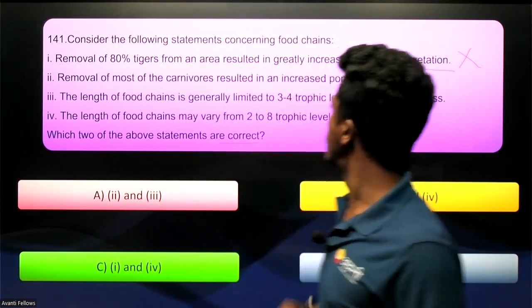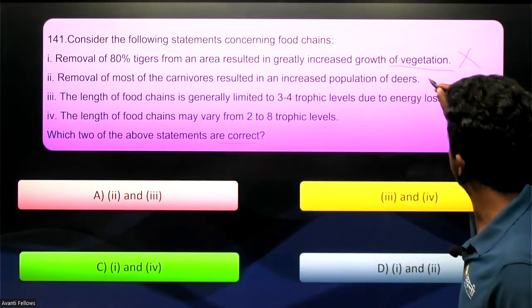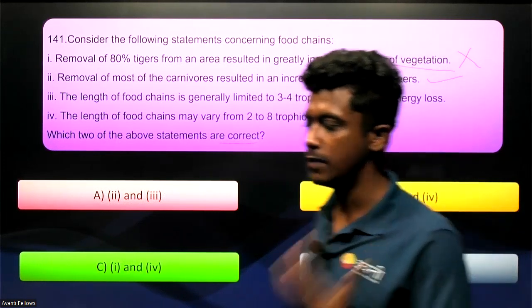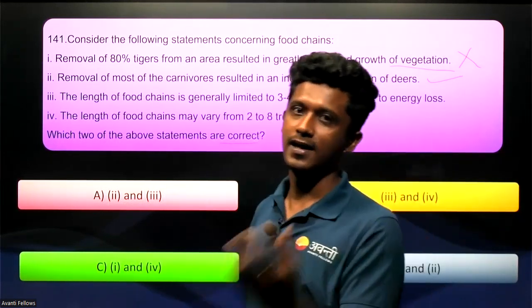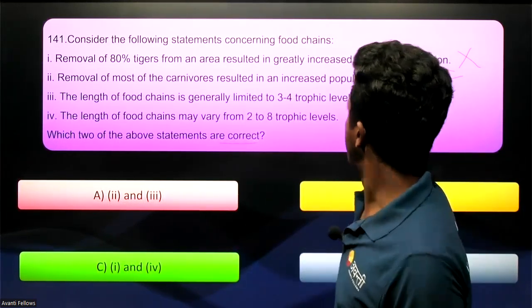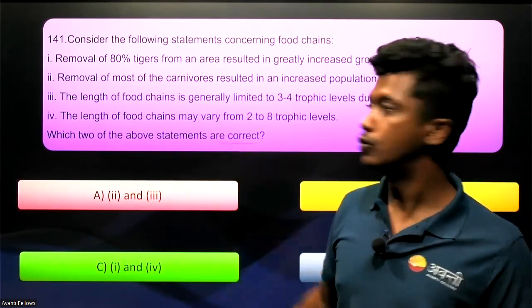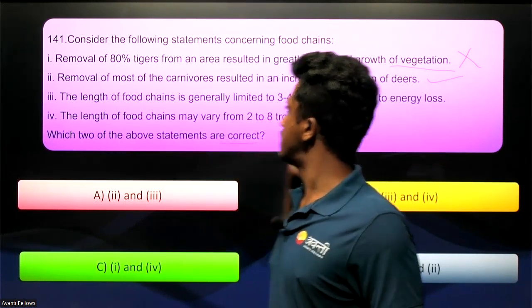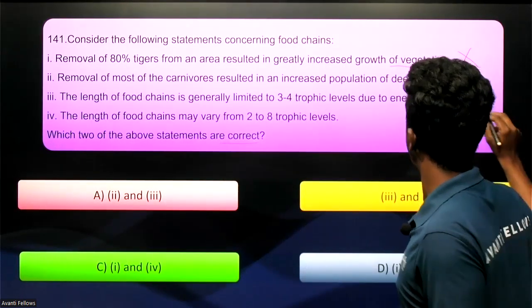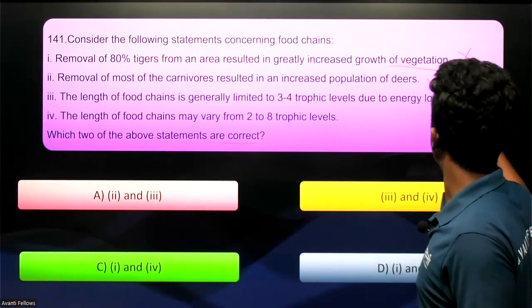Removal of most of the carnivores resulted in increasing population of deer. So this is an extremely likely, almost 100% possibility, that the population of deer will increase exponentially if the tigers are removed. Okay. Next one: the length of the food chains is generally limited to 3 to 4 trophic levels due to energy loss. So this is absolutely right.